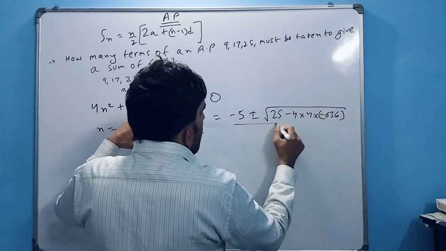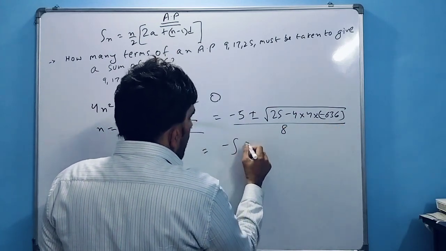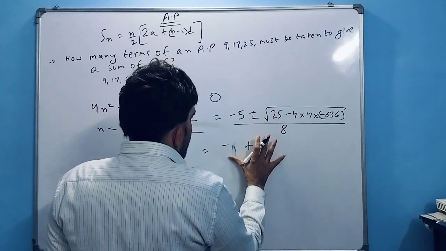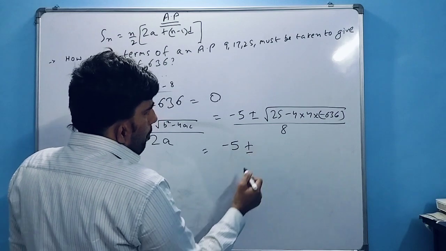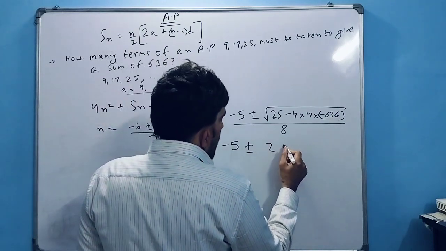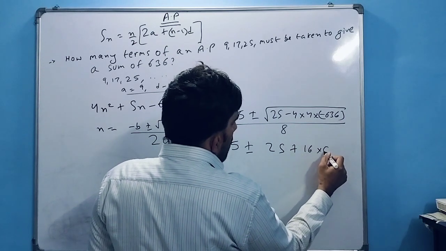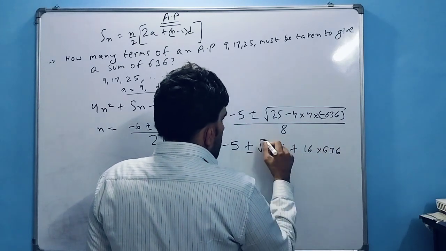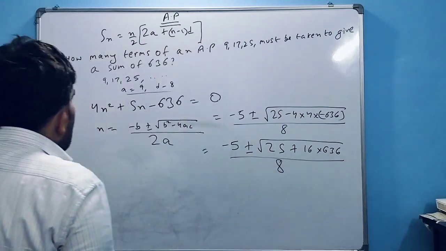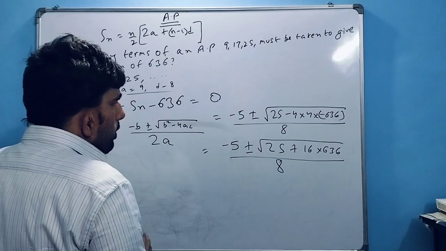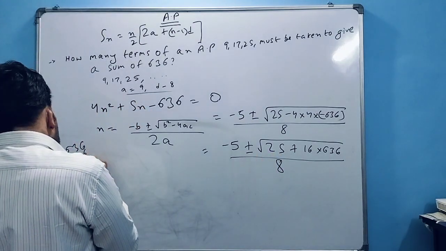So this is what we have now, that is we have 8. Now we sort it out. This is we have, that is minus 5. Now 25 plus 16 into 636. Okay, so now I got this. Now let us try to solve this one. 636 we have, you need to multiply.